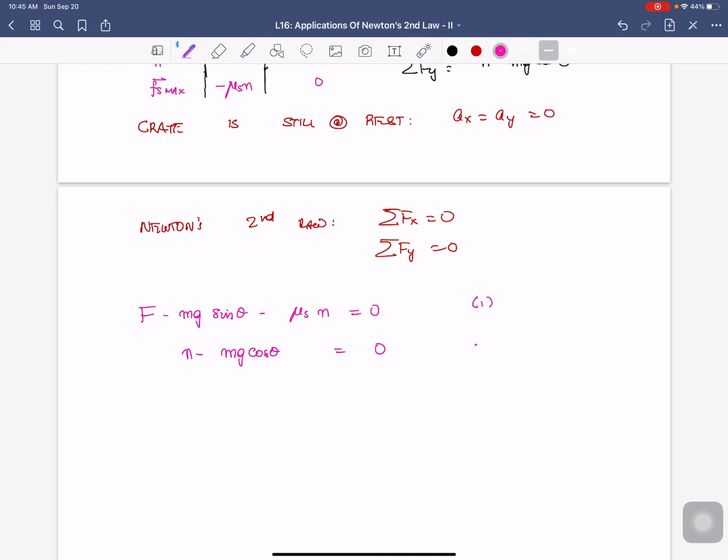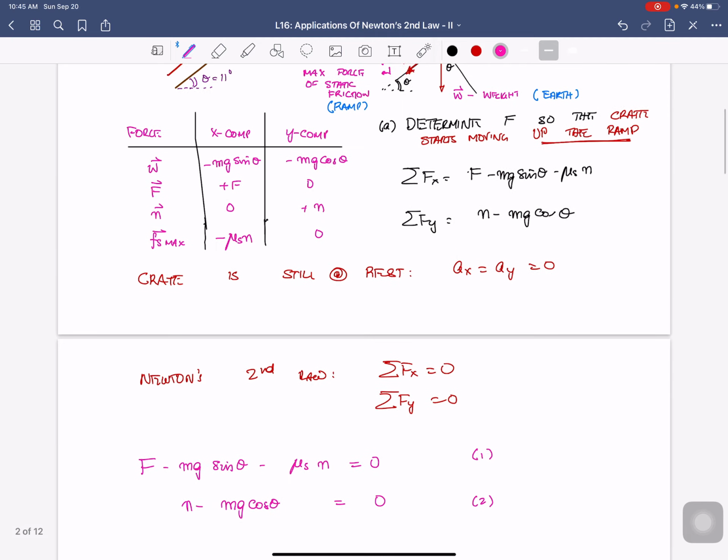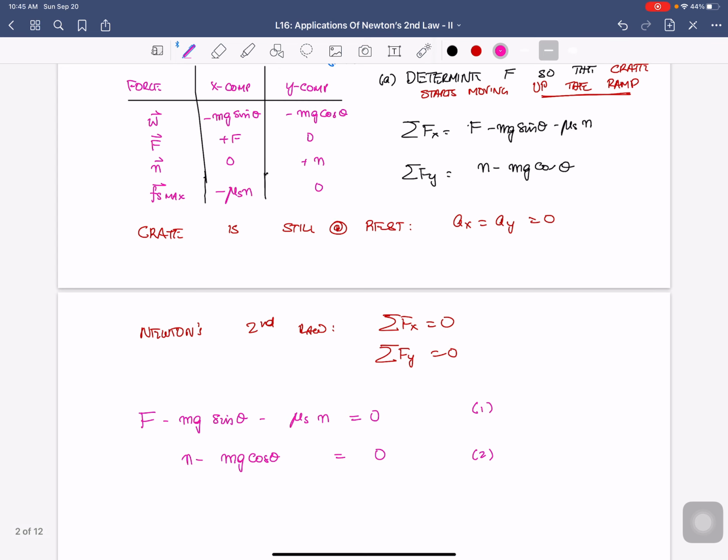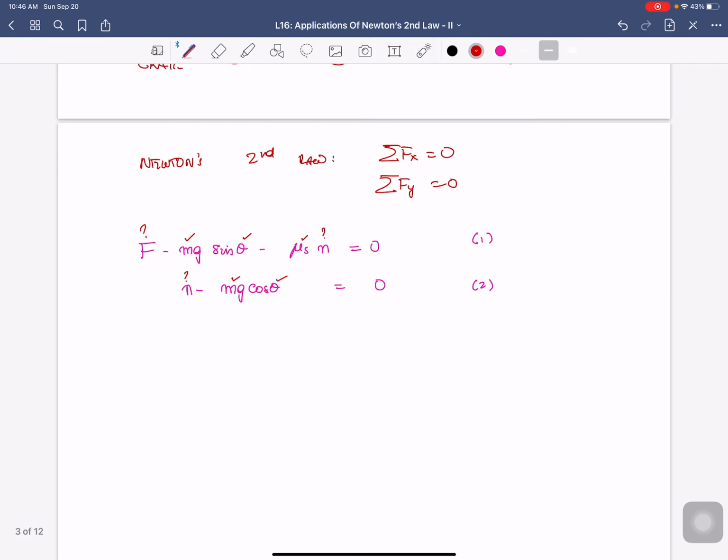You got two equations. We are interested in the magnitude of the force F, and so that's the unknown that we're talking about. But if you look at this equation, you know the mass, you know the angle theta, you know mu sub s, like I said, it's 0.5, but we don't know the normal force. So the normal force is also an unknown. So you got two equations, two unknowns, so you can obtain them both. Well, since we are interested in the applied force, we're going to work with this.